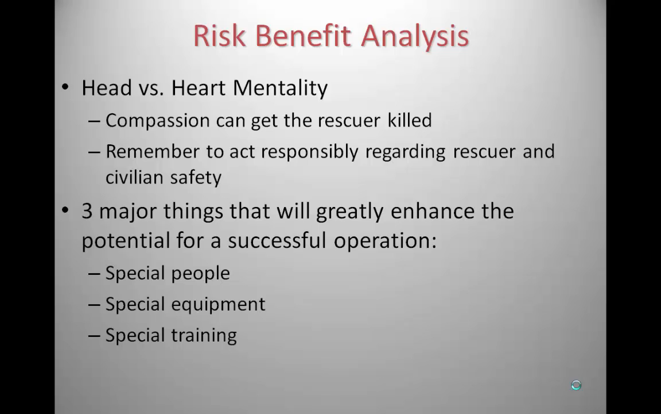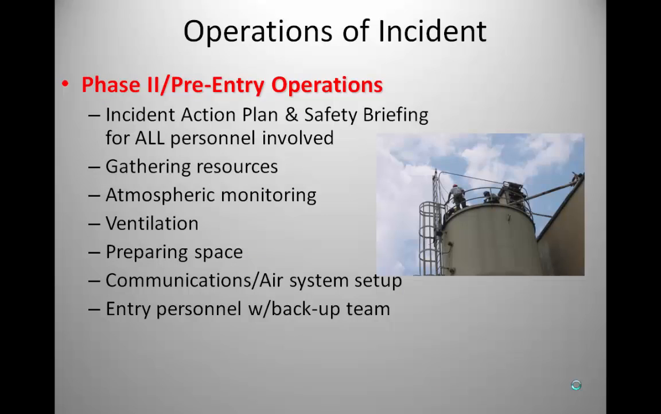The three major things that will greatly enhance the potential for a successful operation are special people, equipment, and training. If you go back to the failure acronym we mentioned before, it talks about the failure of an incident if you don't realize the need of equipment, training, and those people. So you see how all this is tied together back to the risk-benefit analysis. So that concludes phase one. Let's go into phase two.